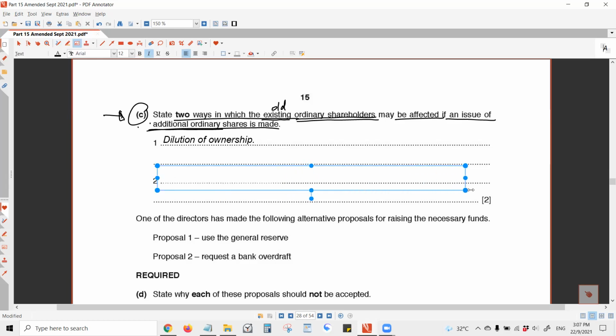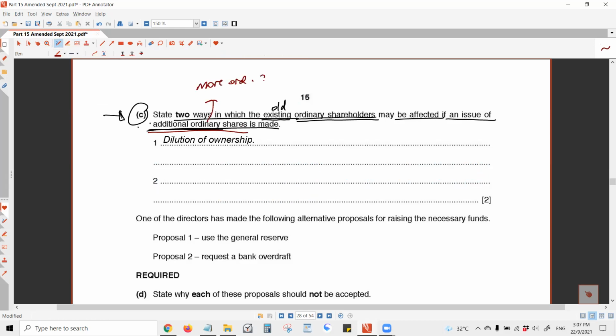Second point, you talk about dividends. Try to imagine when there are many more ordinary shareholders, agree, right? When you issue more ordinary shares, that means there will be more ordinary shareholders around. So quite likely that each of them will get lower dividends, because the company has to think that there are so many people to pay, I should pay a lower amount to everybody. If there are not many ordinary shareholders, maybe I can pay a bigger amount. So let's write the second point about this one.